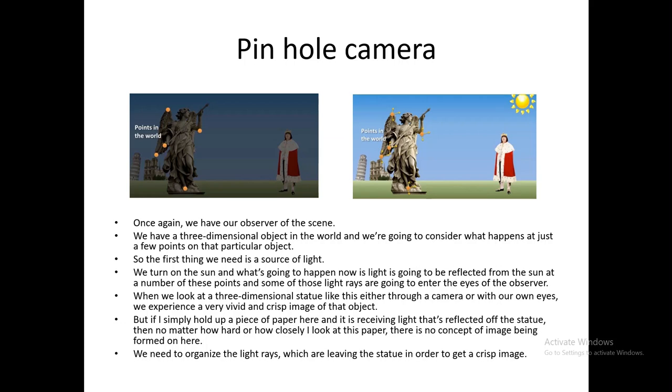When we look at a three-dimensional statue like this, either through a camera or with our own eyes, we experience a very vivid or crisp image of that object. But if we simply hold up a piece of paper that is receiving light reflected off the statue, then no matter how hard or how closely we look at this paper, there is no image being formed on it. So we need to organize the light rays which are leaving the statue in order to get a crisp image.